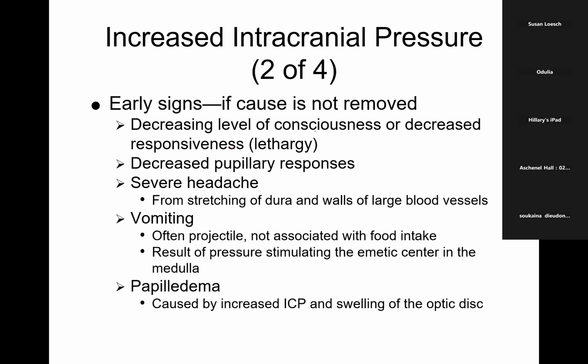Decreased pupillary responses. Why? Pressure on the optic nerve. Okay, papilledema and swelling of that optic nerve from that increased pressure of the cerebral spinal fluid. Severe headache. Why? It says that right there on the slide, right? Stretching of those blood vessels. Vomiting. Why? What's also in the brainstem?